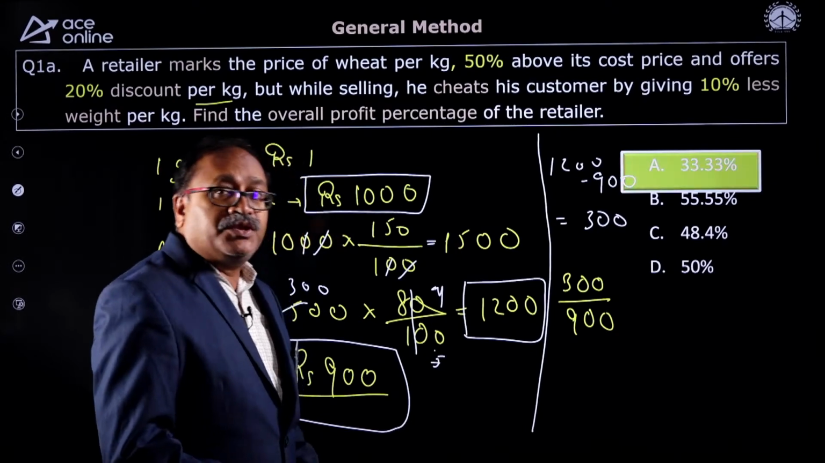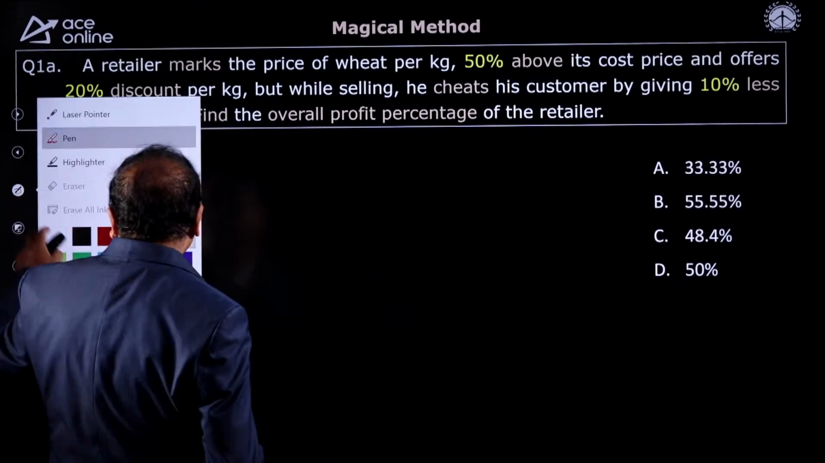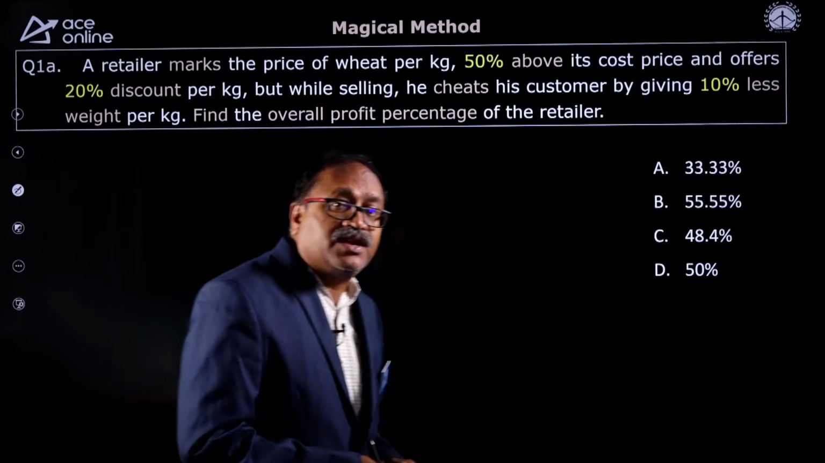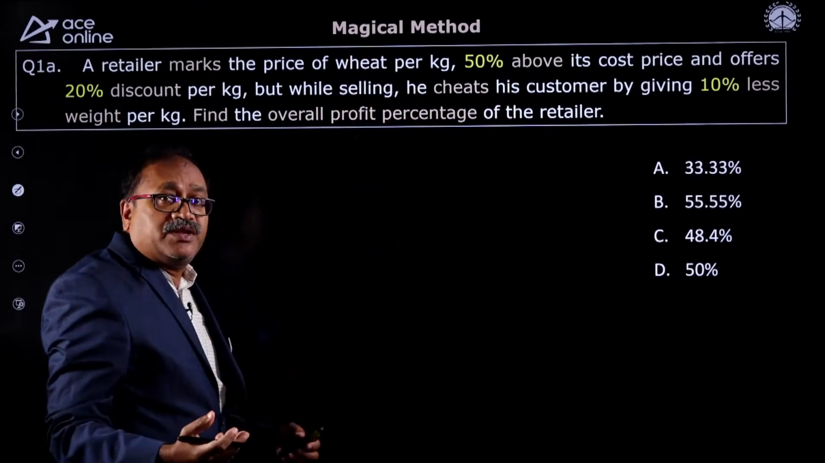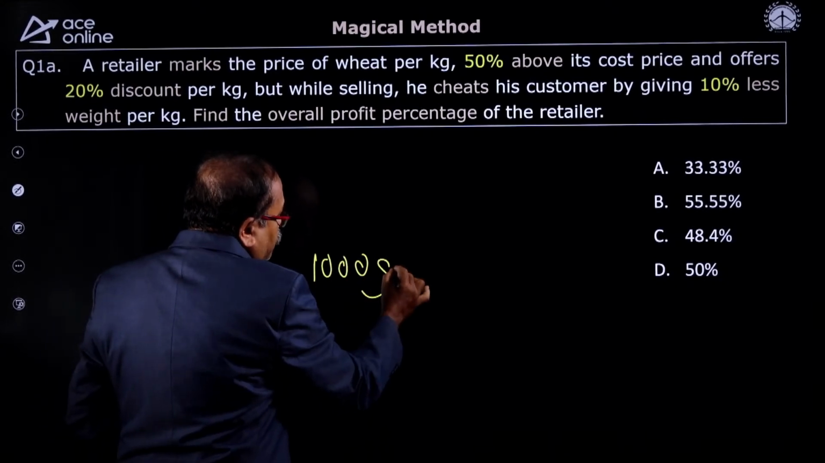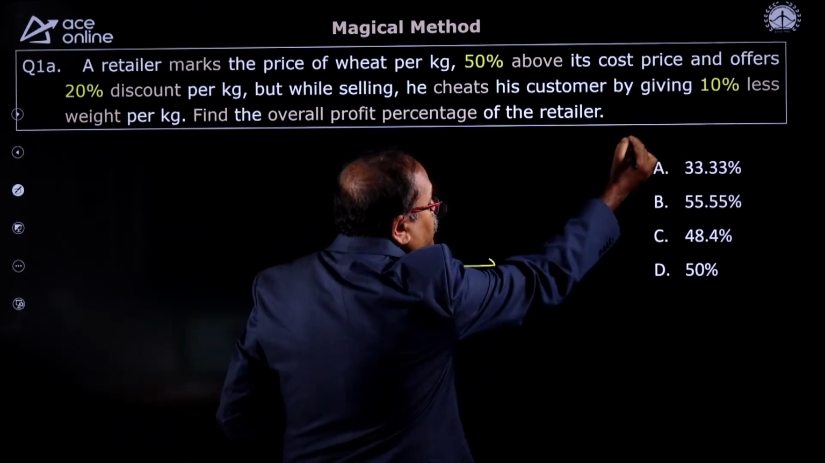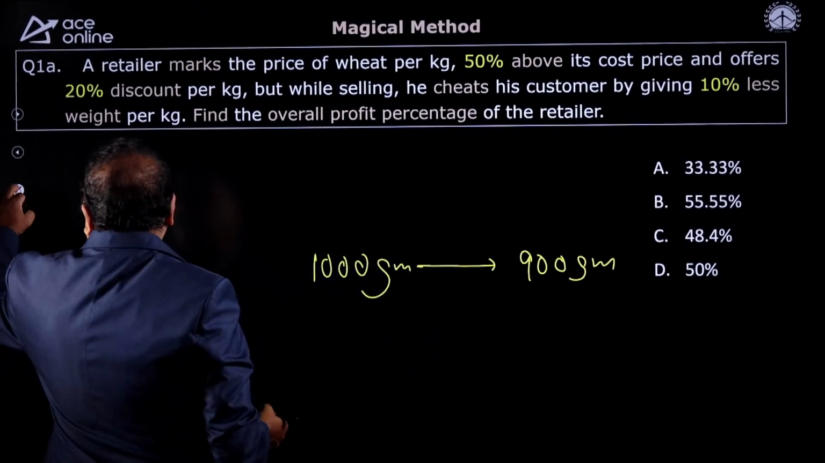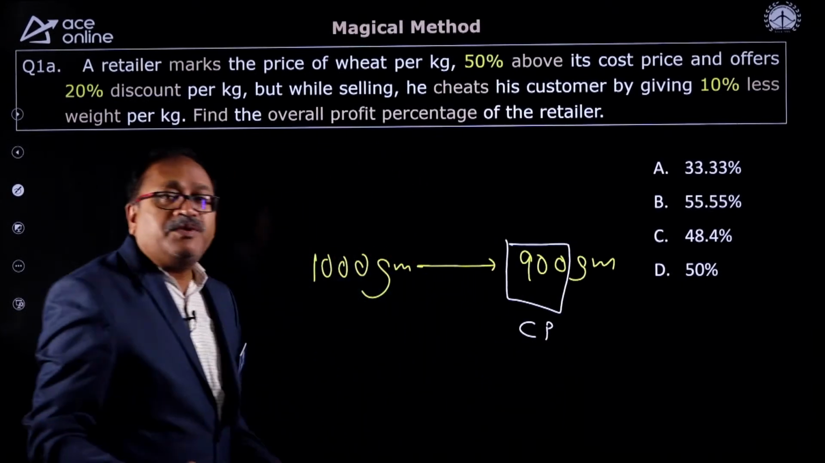Now moving to the other alternate method to answer this question. And remember this, you have to note down this question or take a screenshot after I solve it. Same question is there. I am talking about the magical method or the very shortest method. Let's take what is sold as 1000 grams. Now he manipulates it and gives 10% less. That means he gives 900 grams. So this 900 will be my CP. And what will be my SP?